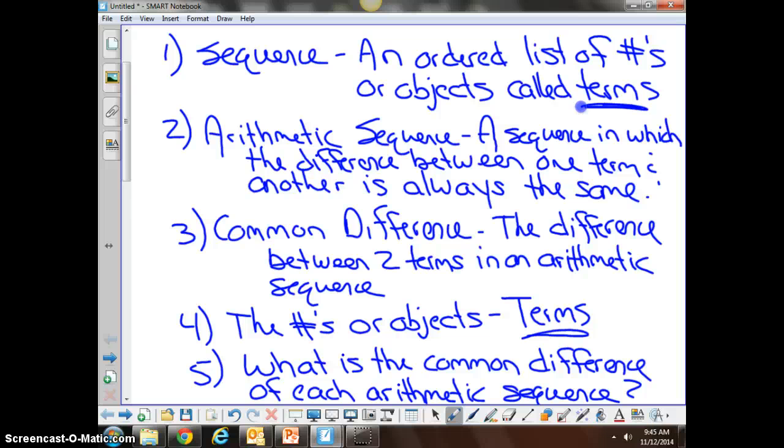Okay. Arithmetic sequence, a sequence in which the difference between one term and another term is always the same. And a common difference would be that difference between two terms in an arithmetic sequence.